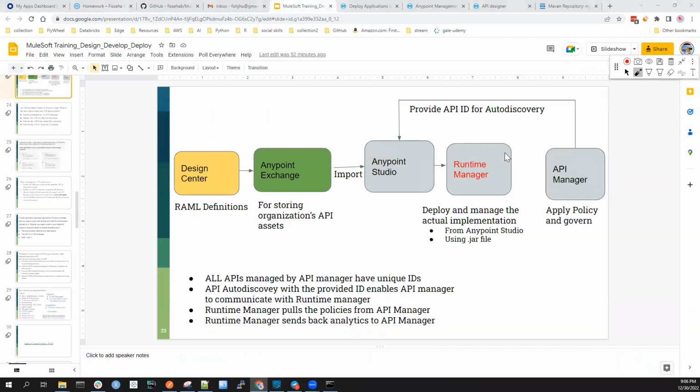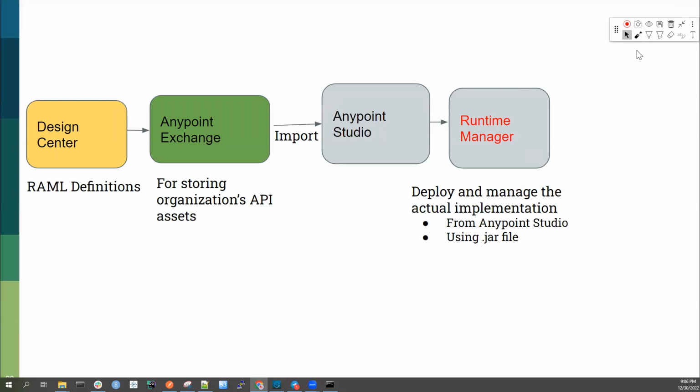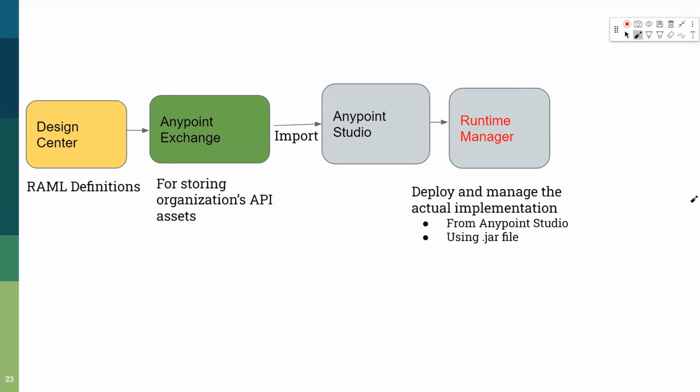So yeah, visit the slide. These are the steps for API auto discovery. Let's discuss it again. Visit it again and again until you understand it very well. So what are the steps?